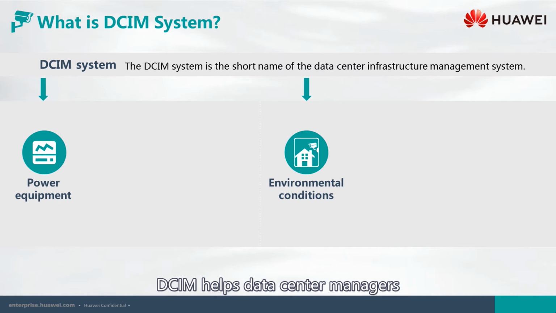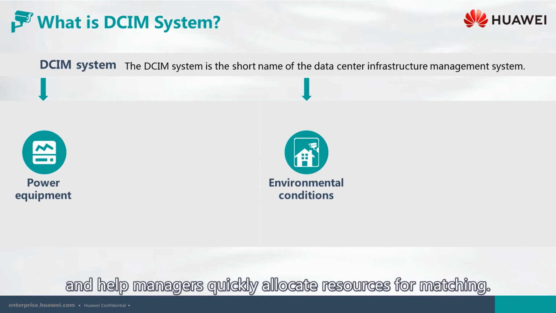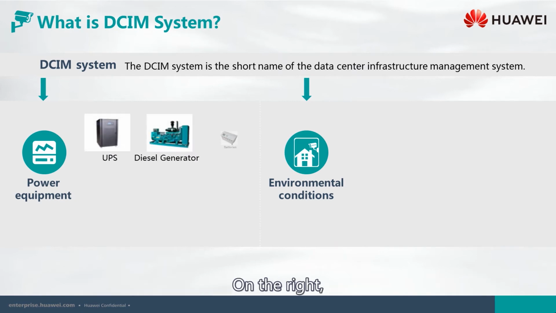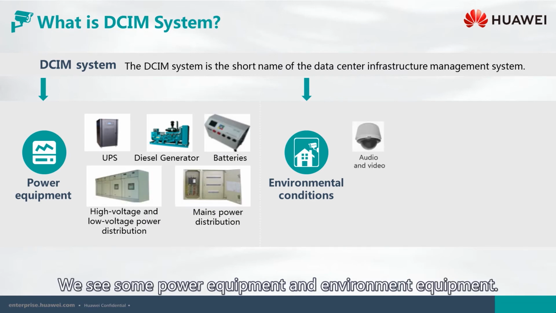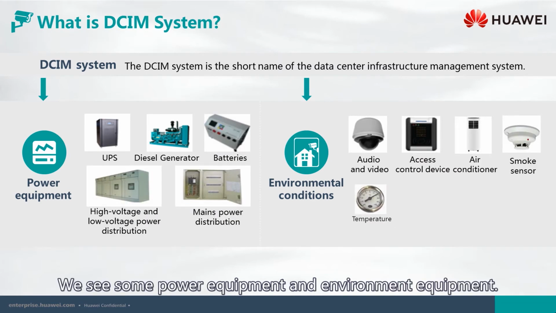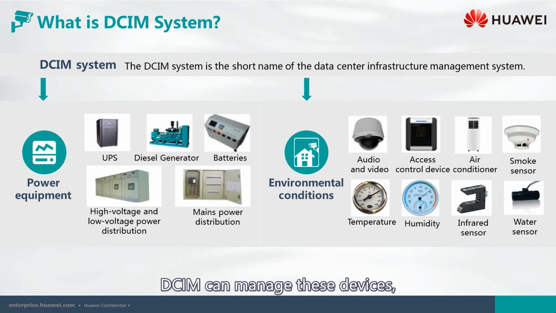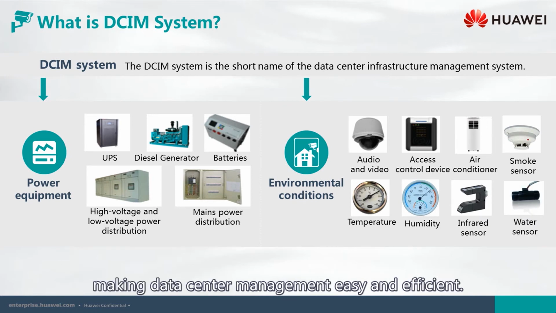DCIM helps data center managers accurately understand key parameters such as energy, space, and refrigeration, and helps managers quickly allocate resources for matching. On the right, we see some power equipment and environment equipment. DCIM can manage these devices, making data center management easy and efficient.